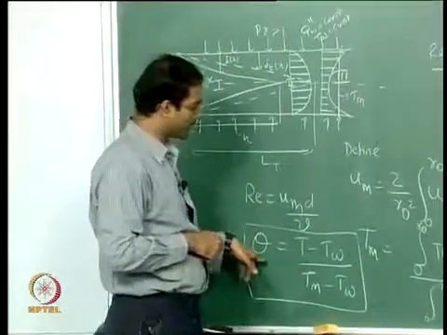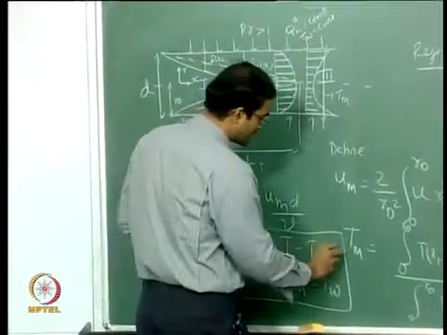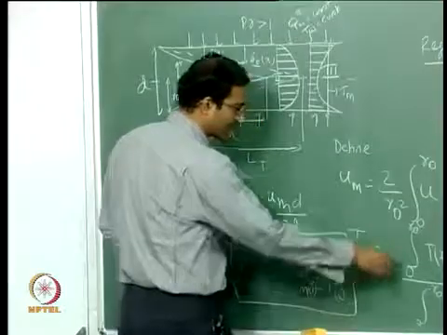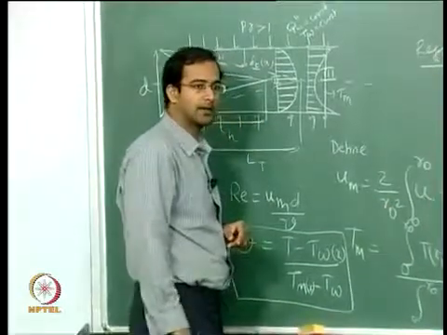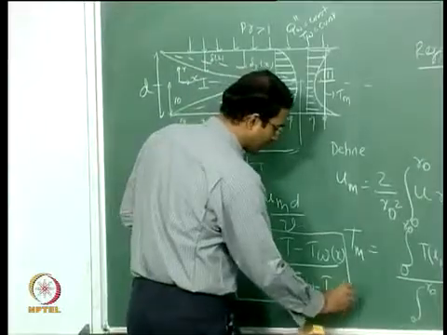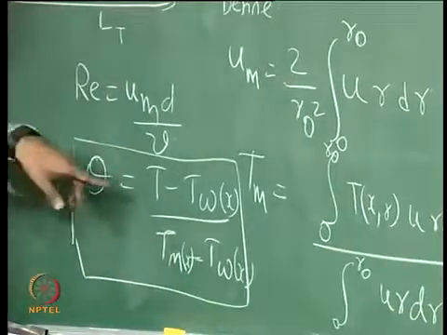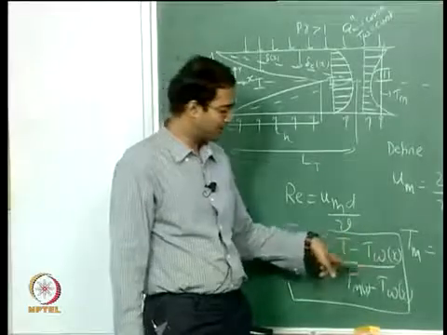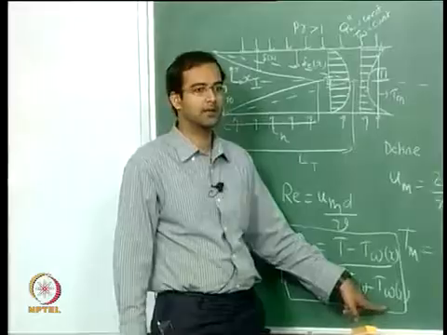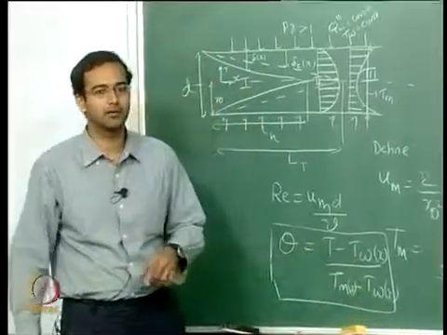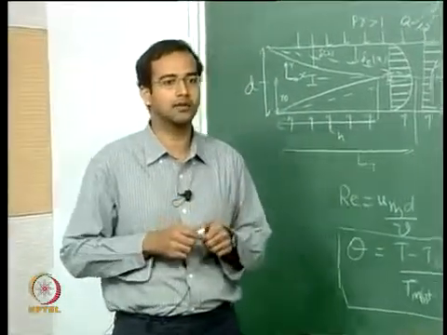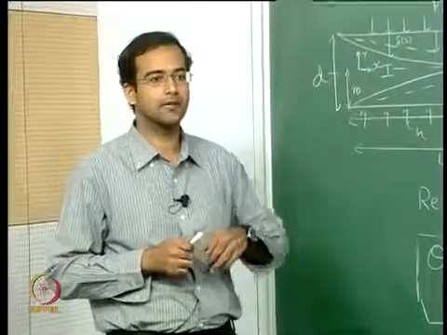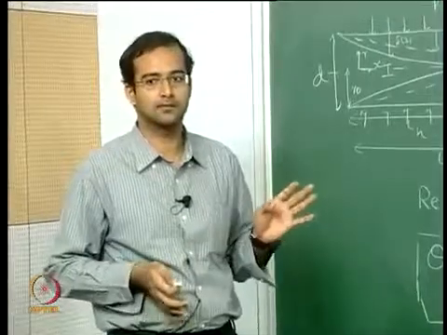Now your wall temperature will be only a function of x, and so is your mean temperature, because you are averaging out along the radial direction. So if you look at the numerator, this T minus T wall will have a certain variation along x which is exactly similar to the variation of T mean minus T wall. So your theta as a whole does not have any variation with respect to x. So therefore theta will be only a function of r.